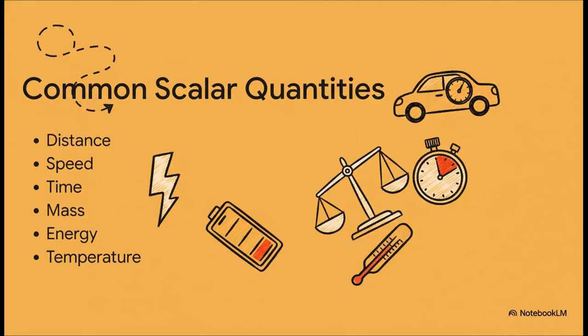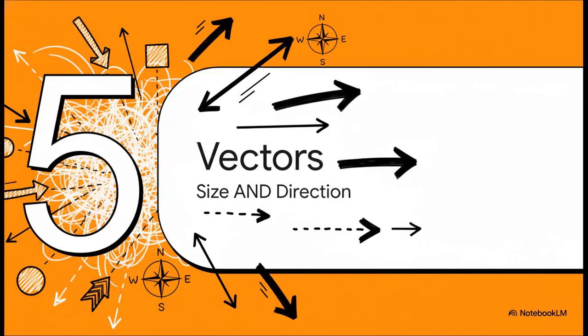And you use these all the time, probably without even thinking about it. When you say the temperature is 20 degrees, or a trip took 15 minutes, or a car is going 50 miles per hour, you're using scalars. You've given all the information you need, just a number and a unit. But a lot of the time, just a number isn't enough info.